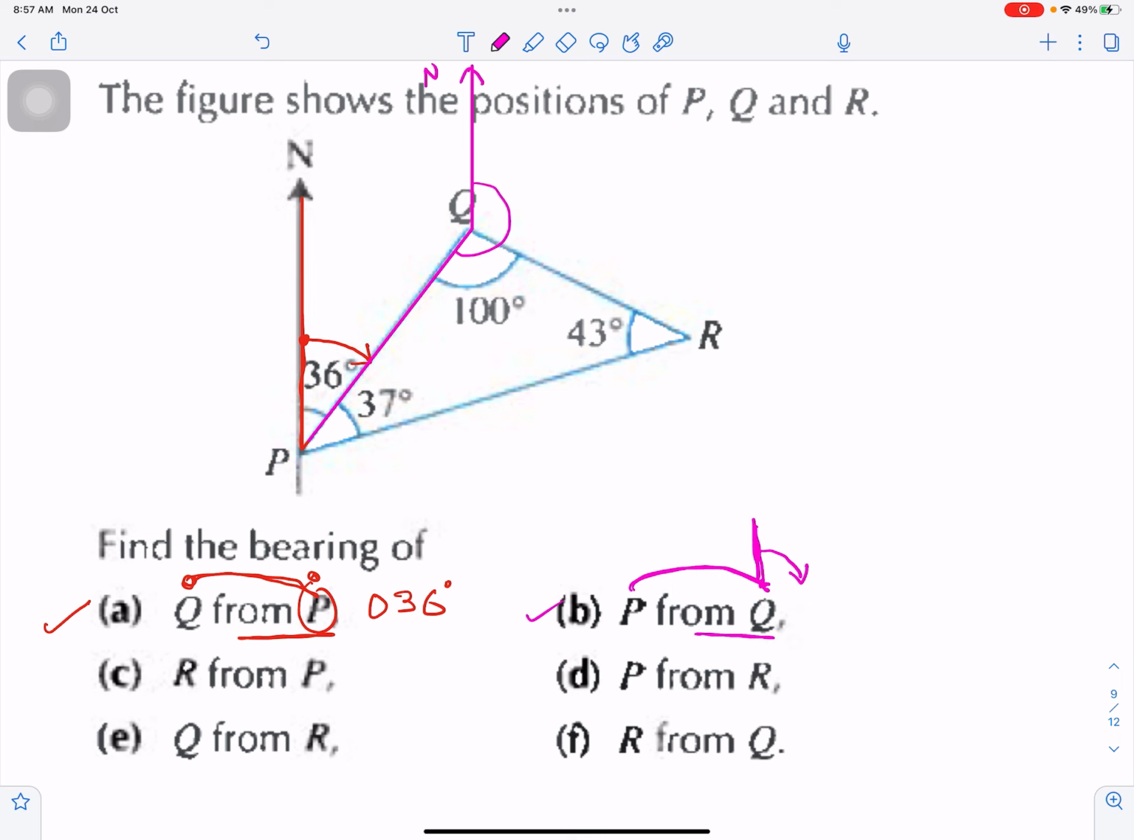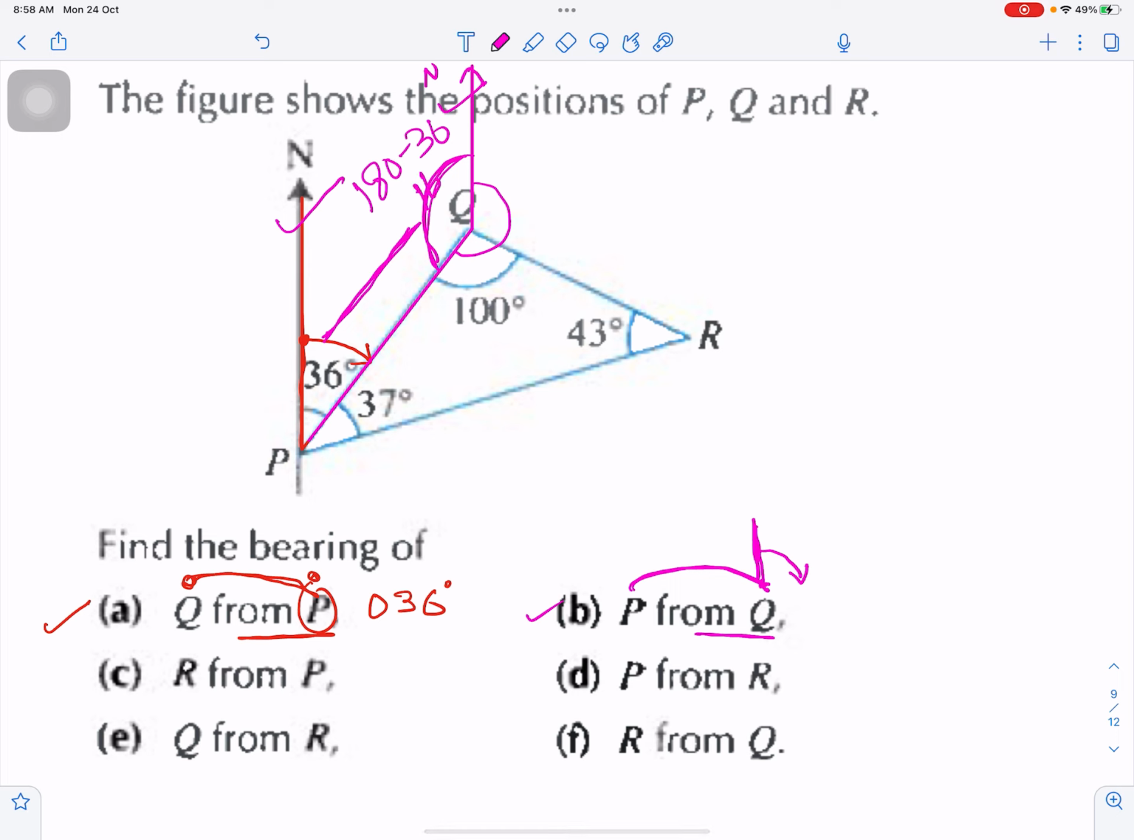Now, I know if somehow I can find out... okay, there are 2-3 ways to do this. I will tell you both ways so that you can think differently also. So I know these two norths, right? They are parallel lines. If I can find the angle between them, which is very easy because these angles are supplementary, this will be 180 minus 36, which is 144.